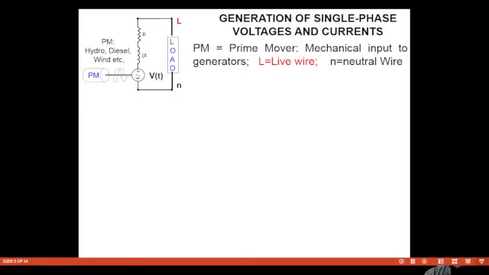Now, we have two wires. One is L, the red live wire, and N is the neutral return wire from the generator through the load back to the generator. This is the mechanical input shown here for this single generator.